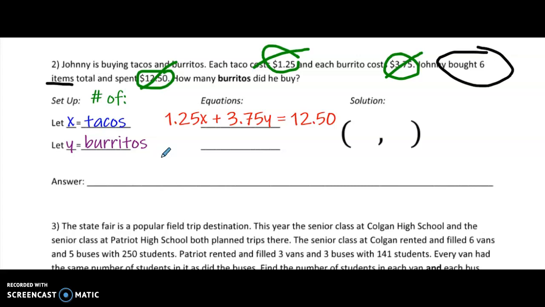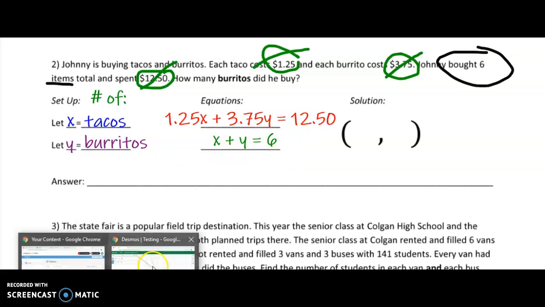So the way you write any equation for total is you take the number of tacos, which was X, plus the number of burritos, which is Y, and that equals 6 items that he purchased. So that equation will be X number of tacos plus Y number of burritos equals 6 items total. Now, go back to your Desmos calculator.